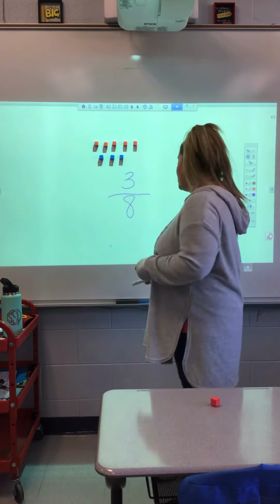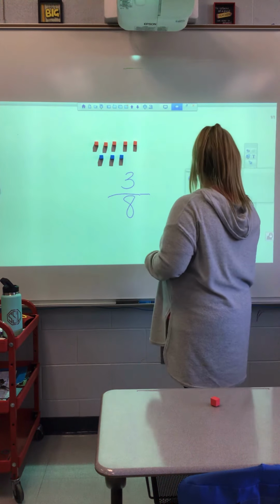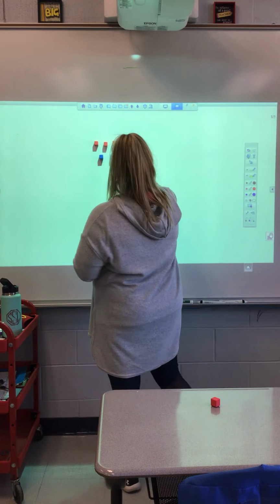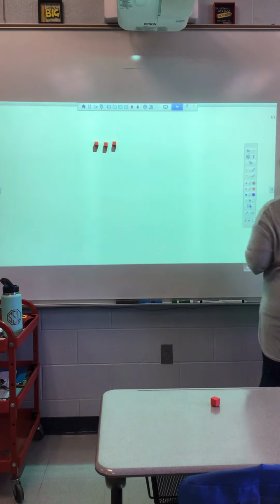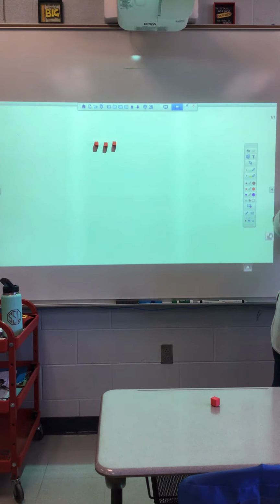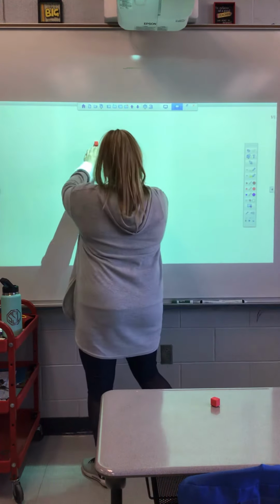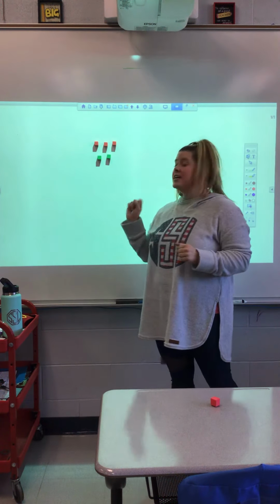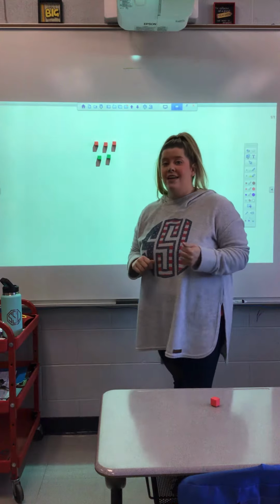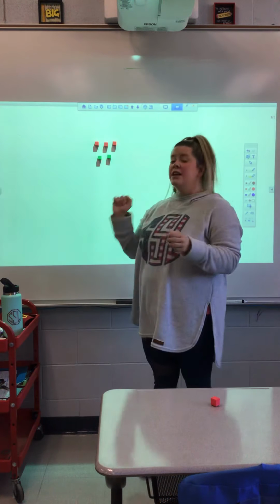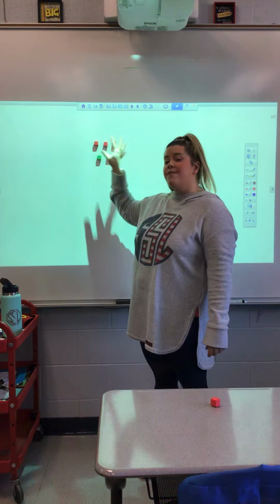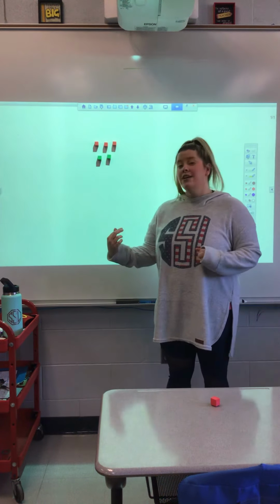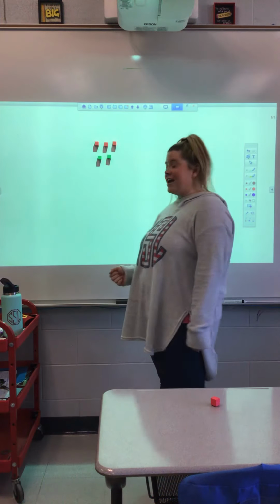All right, now I want you to try one on your own. Can you tell me what fraction of the counters is red? Write me a fraction telling me what fraction of the counters is red. You can pause the video, count, and write your answer, and then hit play when you're ready to check.